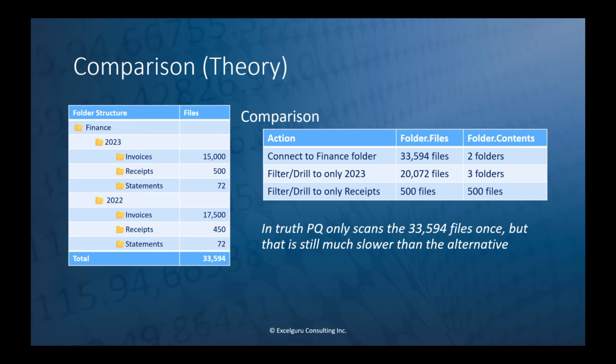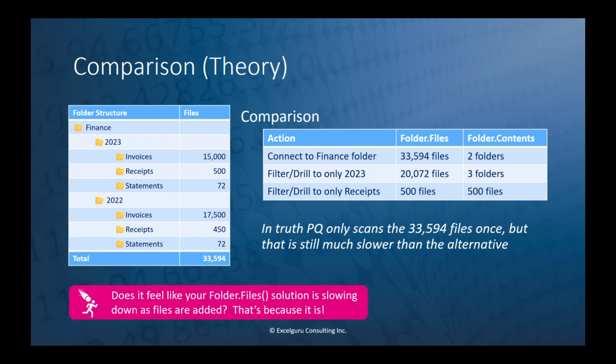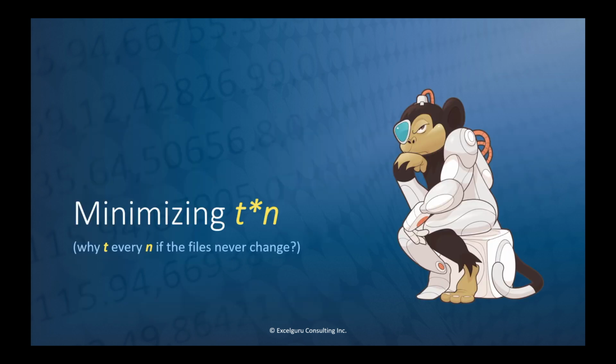Because, of course, the slower things get, the worse they hurt. But at the end of the day, this is the big piece. There's a huge change in the way that this approaches things and a huge change in performance in most cases. If it feels like your folder.files solution is slowing down, that's because it is. You add more files in there, every new quarter you're adding more files, it's going to slow down. Okay? Does that make sense so far? Cool, all right.